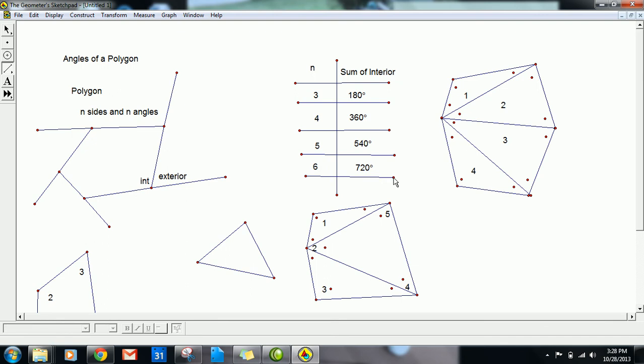If I have n sides, what I do is split that up into 2 less than n, n minus 2 triangles, right? And each of those n minus 2 triangles has 180 degrees. So if I have a 6-sided polygon, hexagon, there are 4 triangles. 6 minus 2 is 4, each of which has 180 degrees. If I have a 5-sided polygon, pentagon, there are 5 minus 2, which is 3 triangles, each of which has 180 degrees.